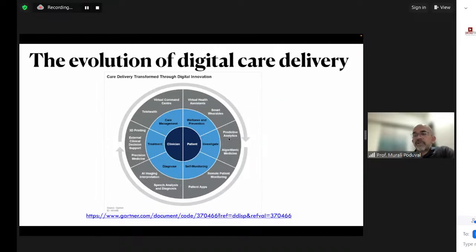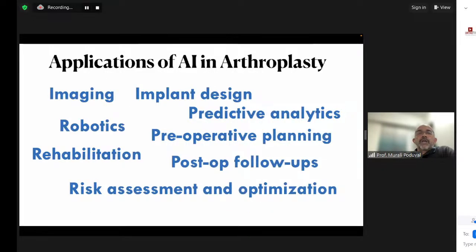And it's so much so the case with arthroplasty too. And if you look at the applications of AI in arthroplasty, there are plenty of them. There's a few of them listed here, from imaging to implant design to predictive analytics to robotics to pre-op planning to rehabilitation to post-op follow-ups and risk assessment and optimization.